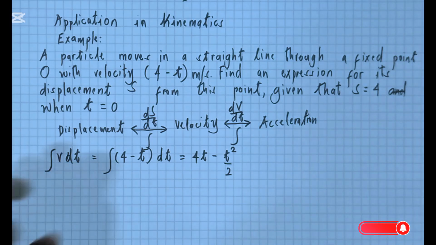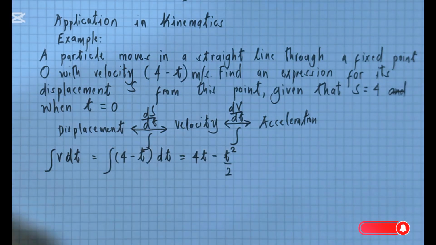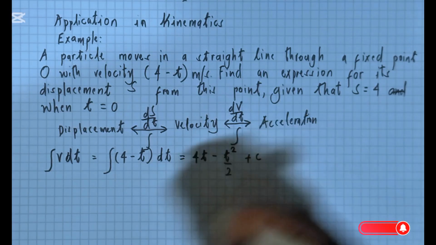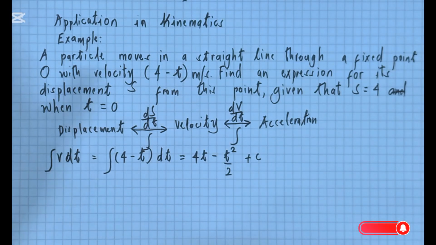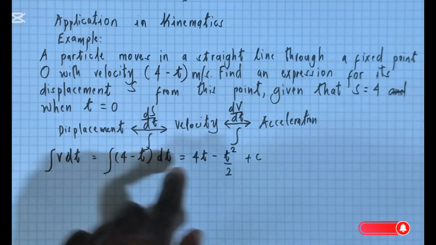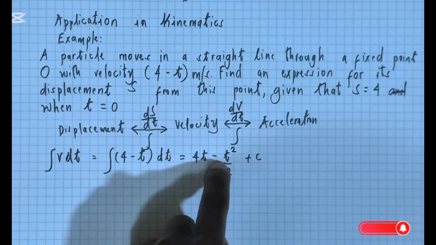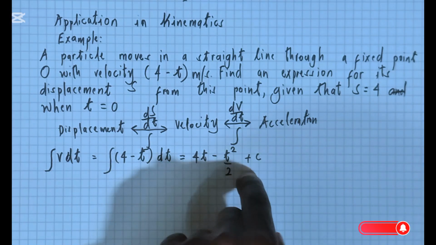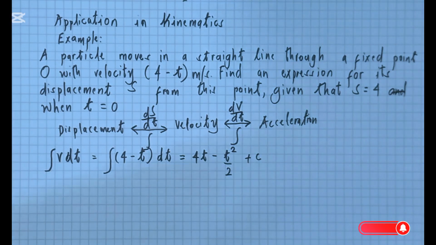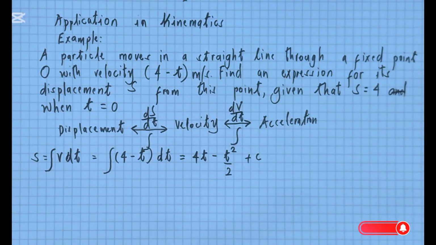Given that this is an indefinite integral, we add our constant c to it, because we don't have any limits. If you had limits, we would not have done that. So this here is our preliminary displacement function: 4t minus t squared all over 2 plus c is what we expect to be the value of s.